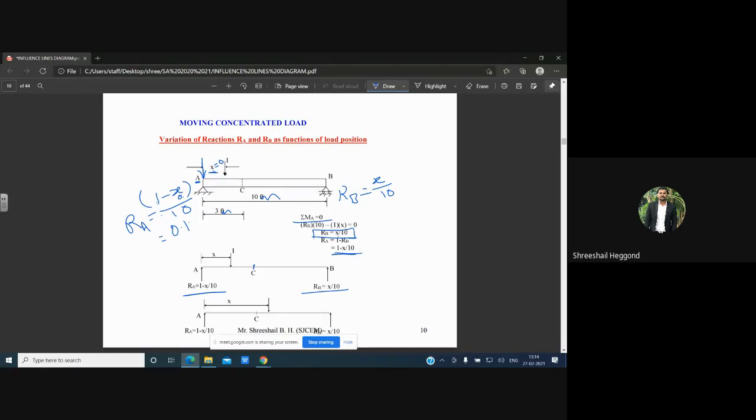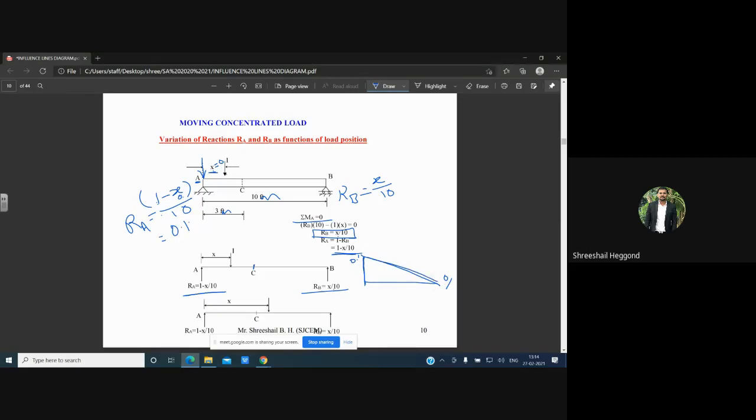And if the reaction is considered at this point, that will be giving you the maximum value. That can be drawn like this. This is 0.1 if I set, and at this point RB will be automatically 0, because x is 0, and 0 divided by 10 is 0. Therefore, the diagram can be drawn like this.